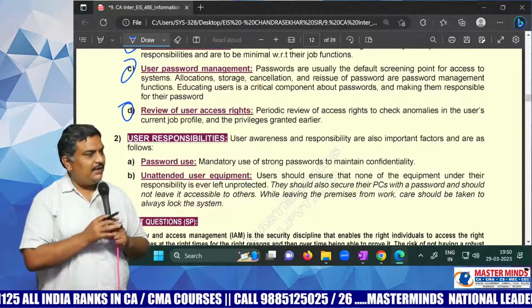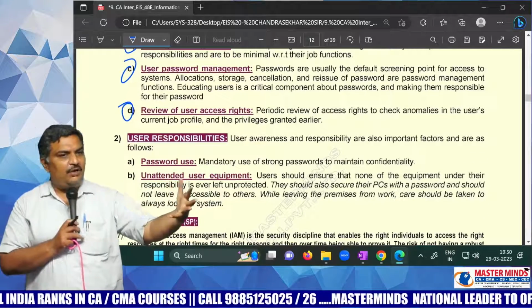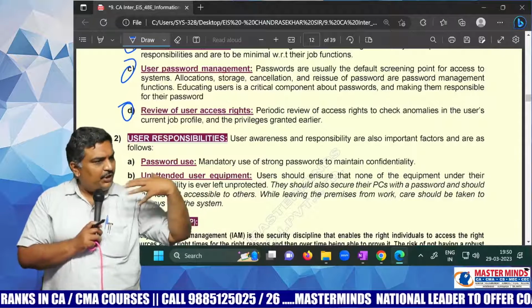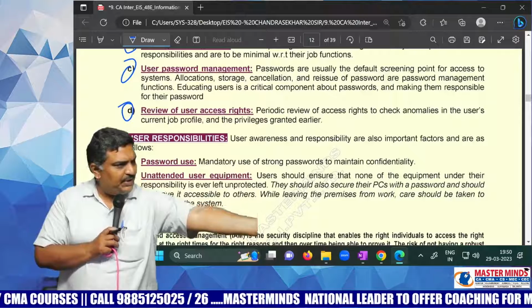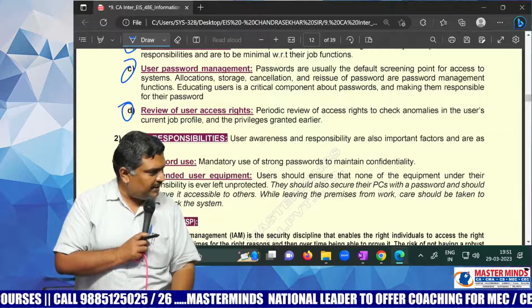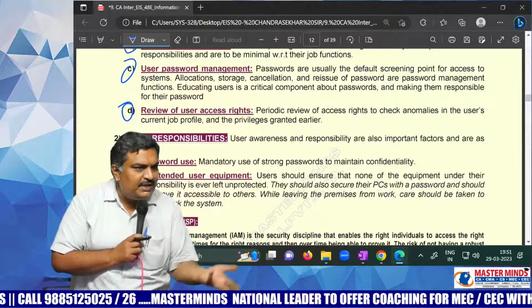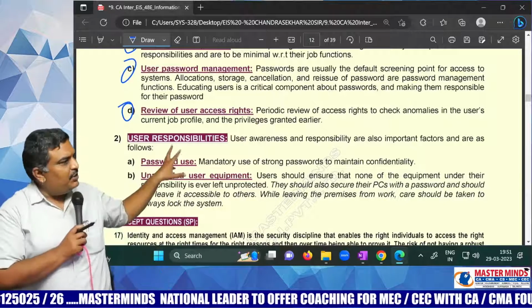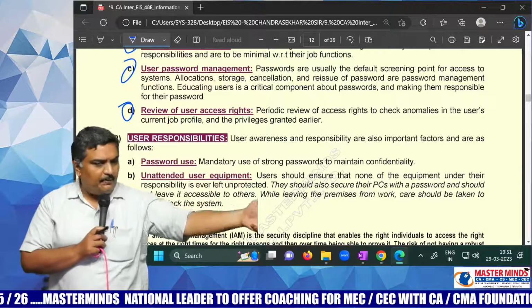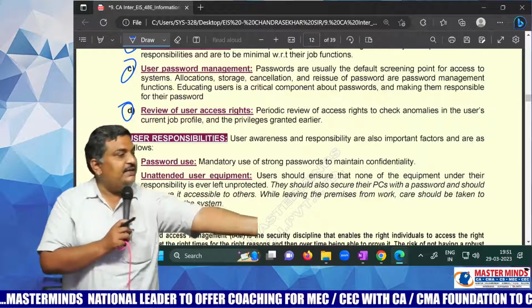Review of user access rights. Review of user access rights means, suppose I am the manager in this organization, but I am on leave due to some health reasons for 1 month. In my absence, she is given authorization to access all the data. Because in the absence of the manager, BCP should be there, no? Business continuity planning. Operations and transactions should take place. She is given the access.